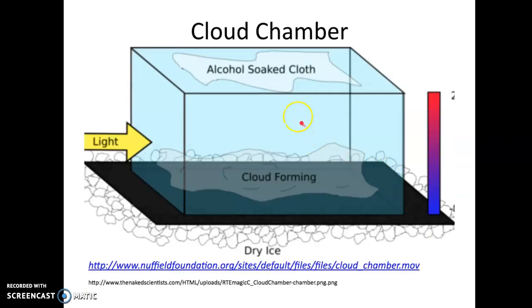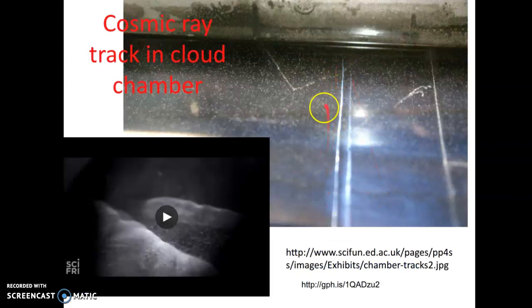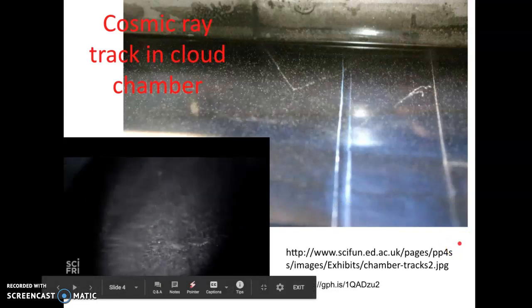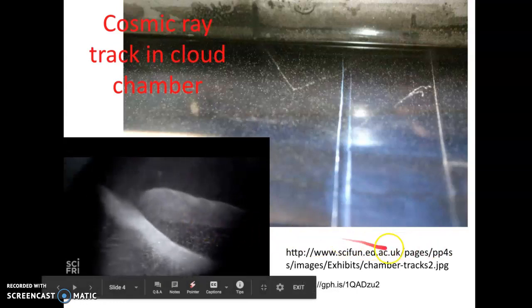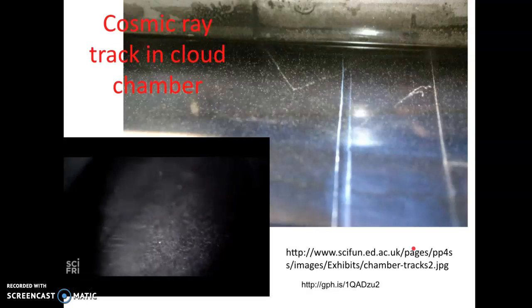A cloud chamber has got a temperature gradient going from ice down the bottom here, dry ice, up to room temperature at the top there, and there's alcohol vapor from an alcohol soaked cloth there, and when light is shone in there, you can actually see the tracks of cosmic rays. So on the next slide here, you can see the tracks there, and that's a video of the cosmic rays shooting across the vapor there. So it condenses out as the particles cross there.